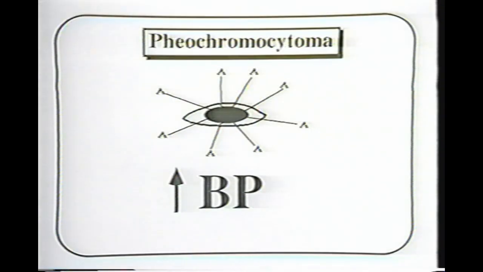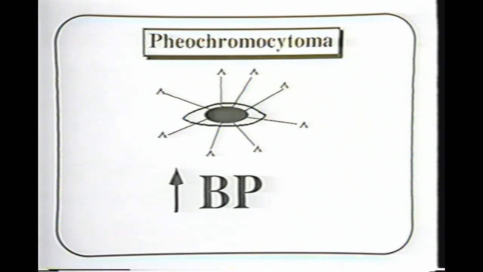Now that we've reviewed the major functions of the adrenal gland, I want to take just a moment and talk about the adrenal medulla problems. And there's really only one that we need to review. And that is pheochromocytoma. And as you can see from the picture, when you have a pheochromocytoma, oma is a tumor. So we have a tumor in the adrenal medulla.